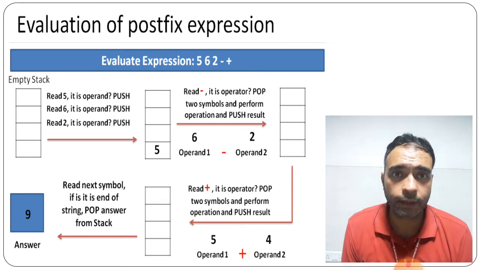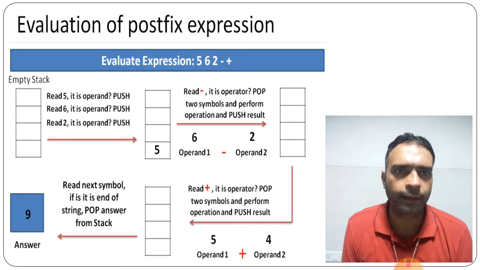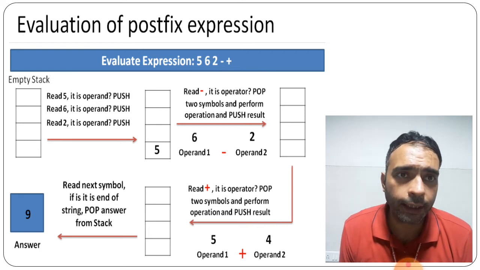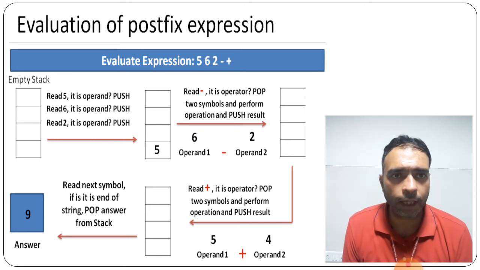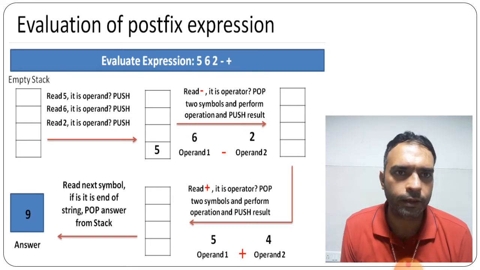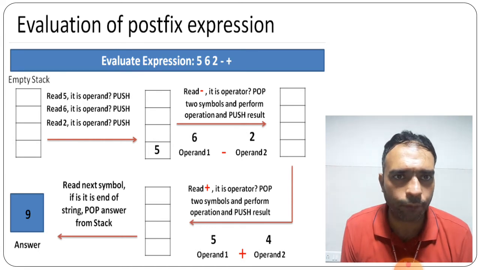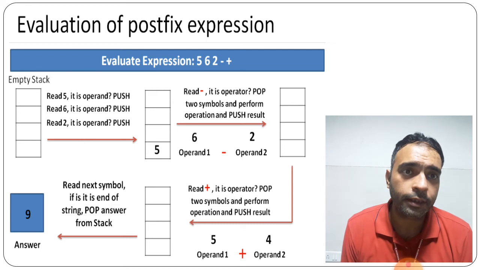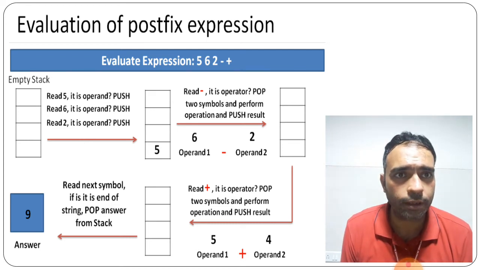Next is 2, that is also an operand, so that will also be pushed into the stack. And finally the minus sign is given. For that minus sign, first of all, the last two elements, that is 2 and 6, are evaluated with this minus. The operator between 6 and 2 is minus, so we subtract the two, 6 minus 2, which is equal to 4.